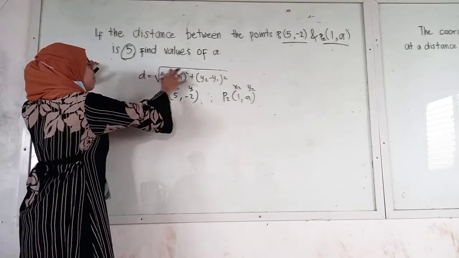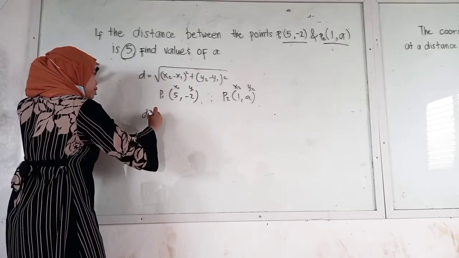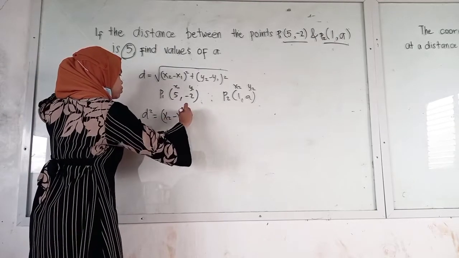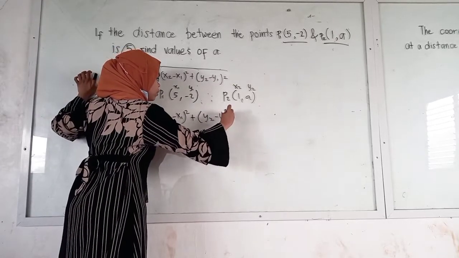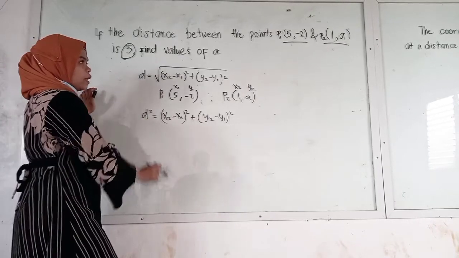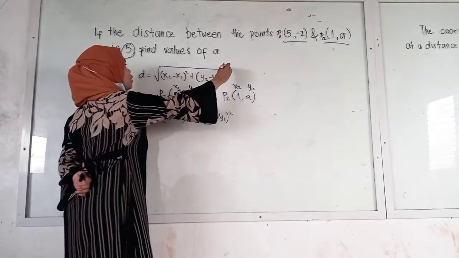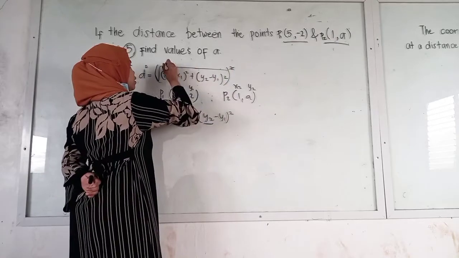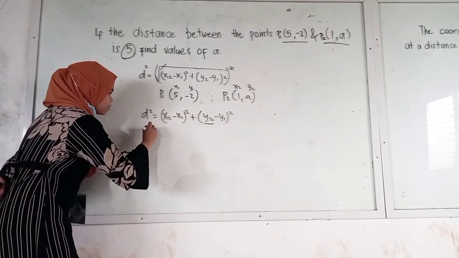Originally, our formula comes from D squared is equal to (x sub 2 minus x sub 1) quantity squared plus (y sub 2 minus y sub 1) quantity squared. Since D is given, what we are looking for is y sub 2. So I apply squaring on both sides to cancel the radical. So, D squared, that will be 5 squared.